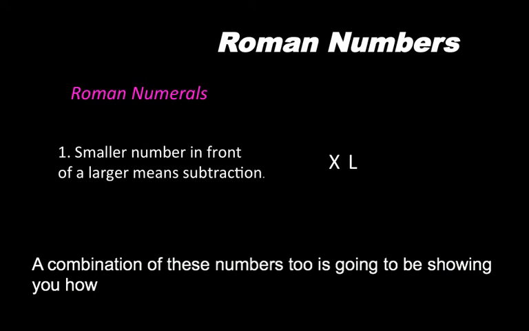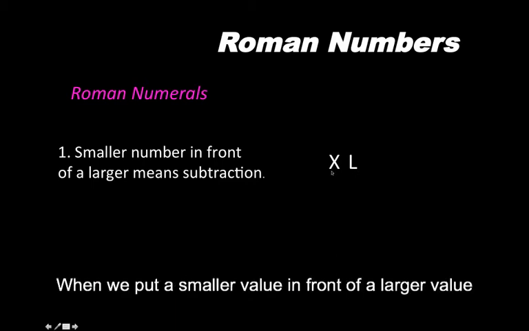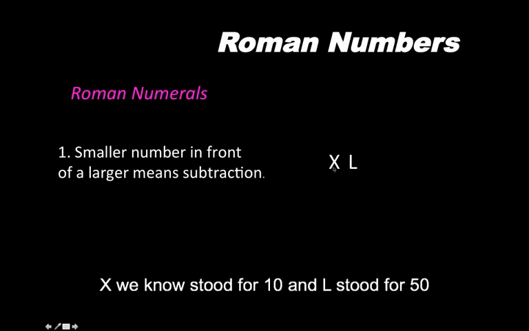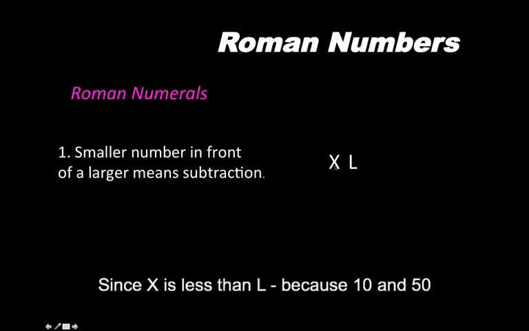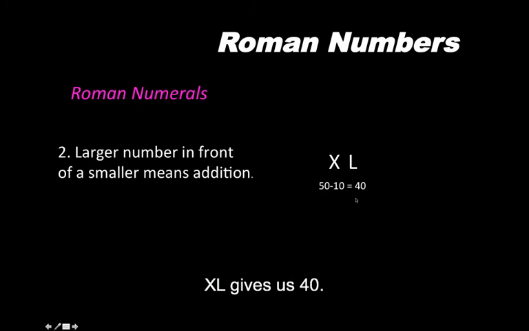A combination of these numbers, too, is also going to be showing you to subtract or add in the process. When we put a smaller value in front of a larger number, that means we are subtracting. And if we go back and take a look, X we know stood for 10, and L stood for 50. Since X is less than L, because 10 and 50, we'll subtract the 10 from the 50, which means XL gives us 40.